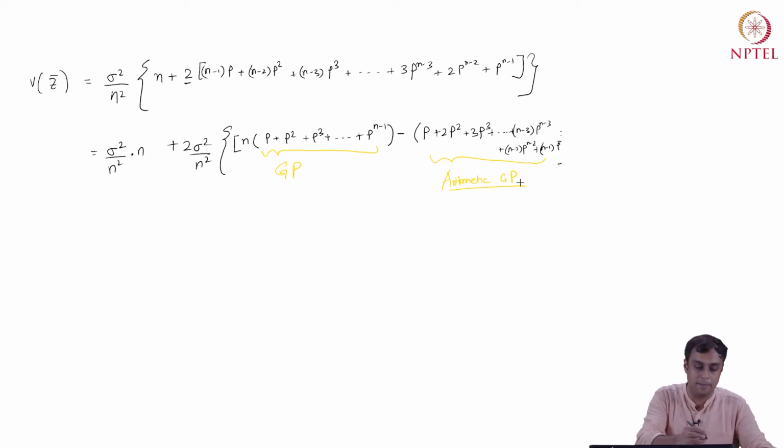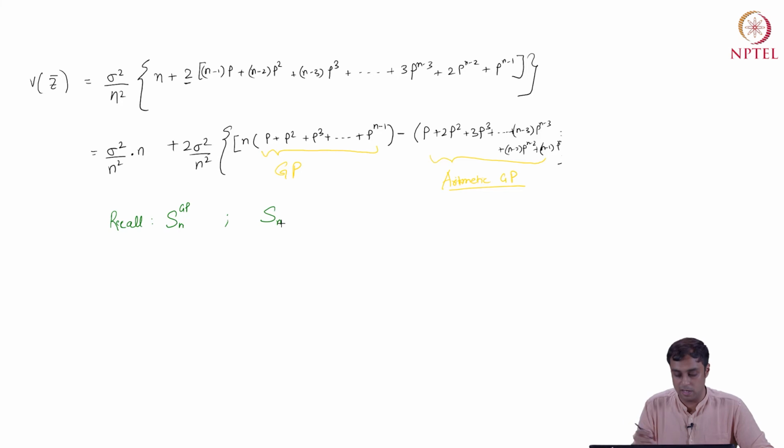You can go and recall. I'm just going to put a recall. You should go back and check how to write down the sum of a geometric progression, so the sum of n elements that are characterized by a geometric progression. And you should go and figure out what is the sum of n elements that are characterized by an arithmetic geometric progression. I'm not going to solve these, so I'm providing these. You can check it in any standard mathematics text. And you can use this to then write down the variance of z bar.